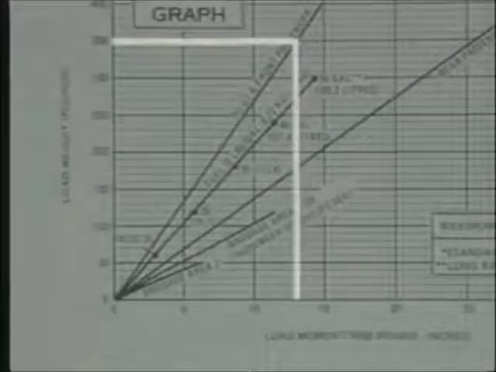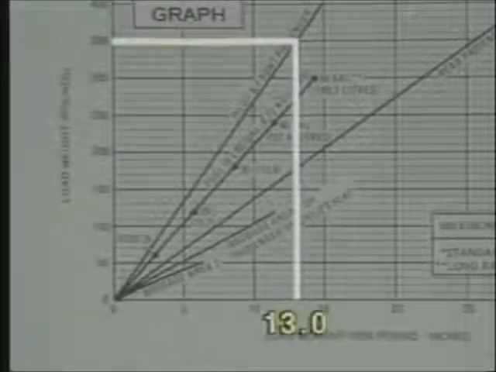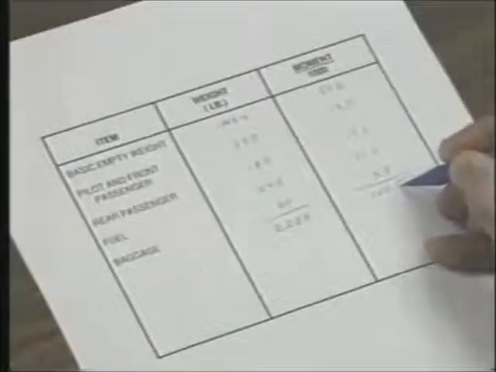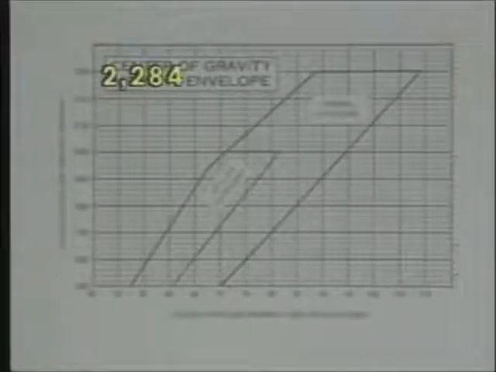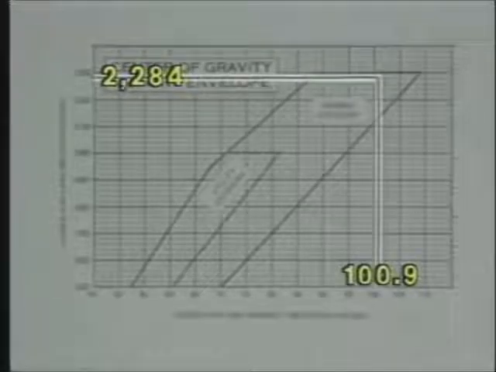Then drop straight down and read the moment divided by 1,000. In this case, it is 13.0. Enter this moment in the appropriate space in the worksheet. Then follow the same procedure to find the moments for the remaining items. Once you have all the items listed and totaled, you must compare the total moment with the total weight to determine if your airplane is within limits. Notice that with this type of graph, you don't have to do any calculations to determine the center of gravity.